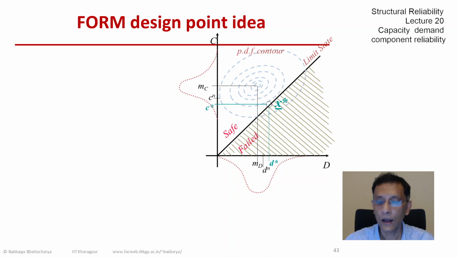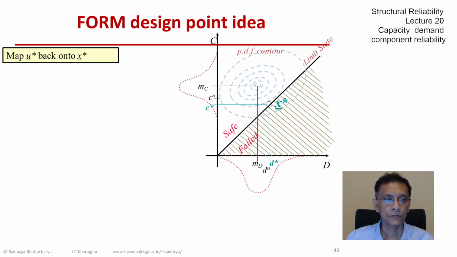So X star is the map back, the inverse map from the U star that we obtained in FORM in the independent standard normal space. So if we can go from X to U, we can always come back from U to X. So U star can be mapped back to X star.